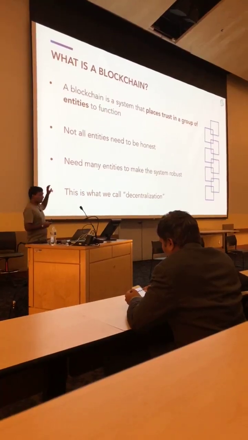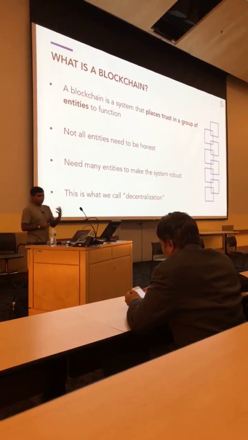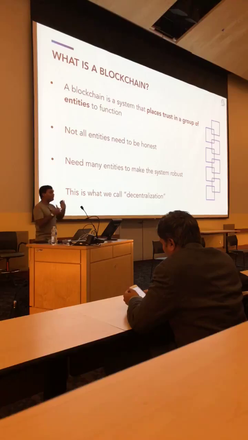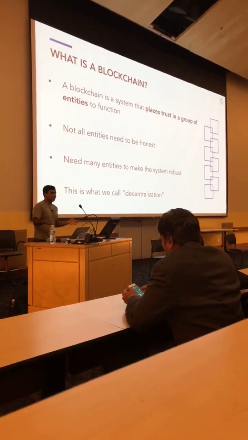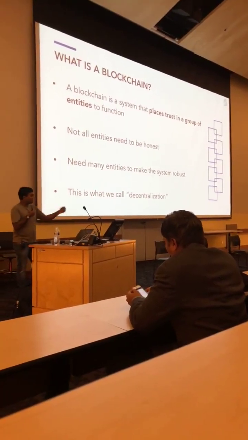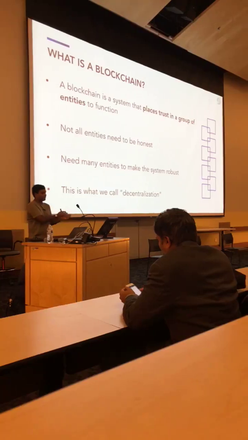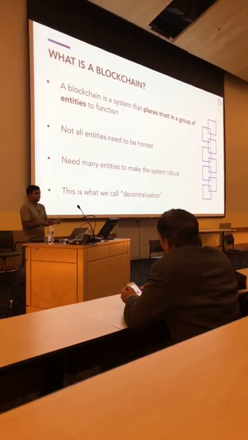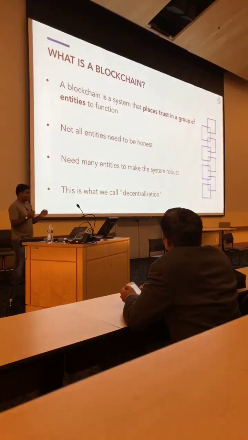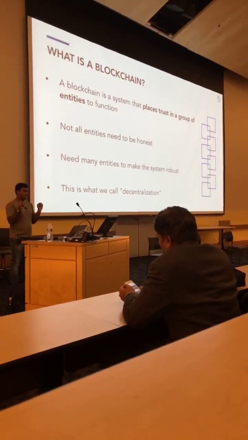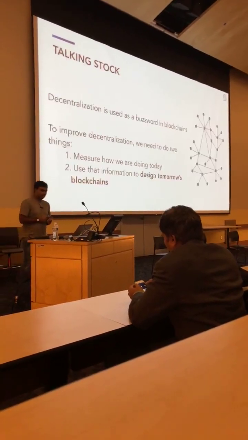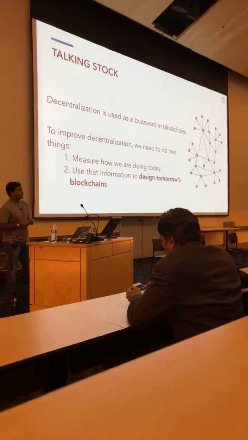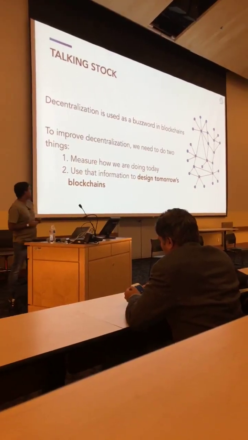And one core way this happens is you have many of these entities participating, so that if any small subset of them are taken down or caused to behave maliciously, the system will continue to work. And this notion is what we call decentralization. Decentralization is a very big buzzword that's used in blockchains.